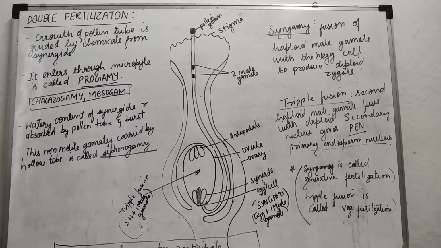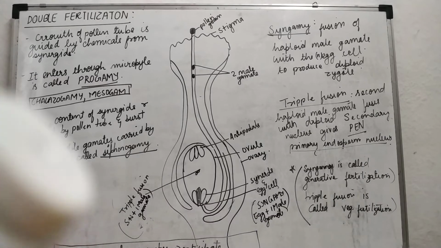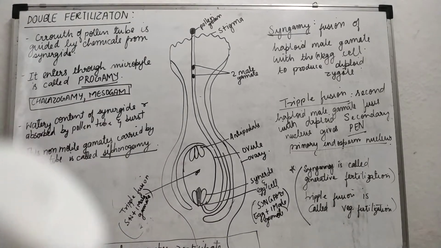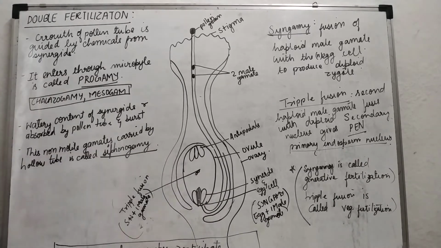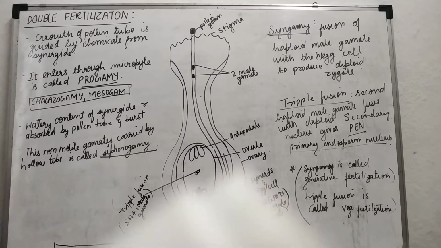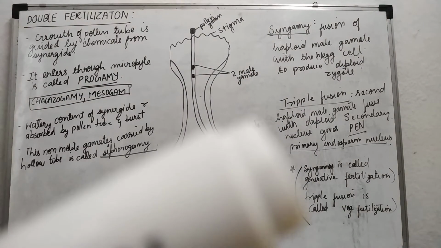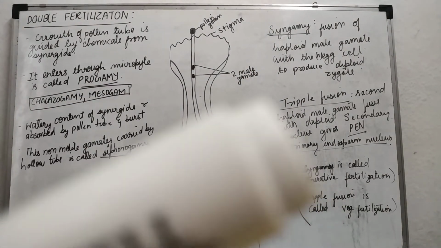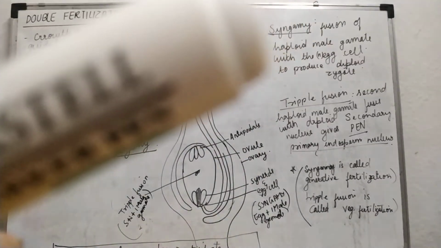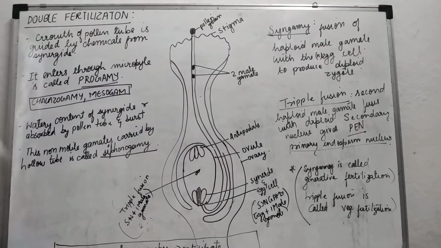Therefore, syngamy is called generative fertilization, and triple fusion, the second fusion, is called vegetative fertilization because there is no formation of a diploid zygote. It just forms the primary endosperm nucleus. This primary endosperm nucleus is formed to nourish the embryo that is formed in syngamy. Therefore, triple fusion is just vegetative fertilization. It does not form any offspring. The main offspring is formed in syngamy, and triple fusion provides all the nutrients required for the growth of the zygote. Is it clear? Double fertilization.